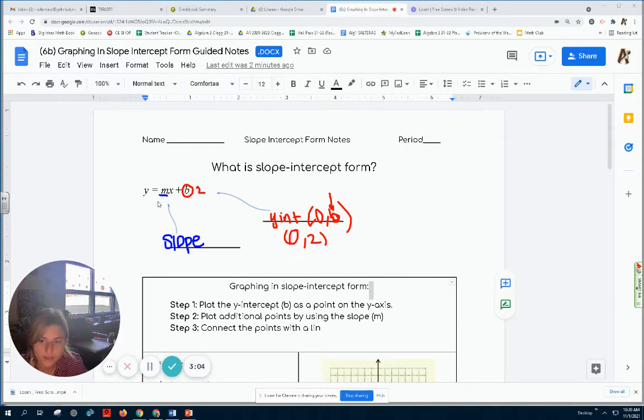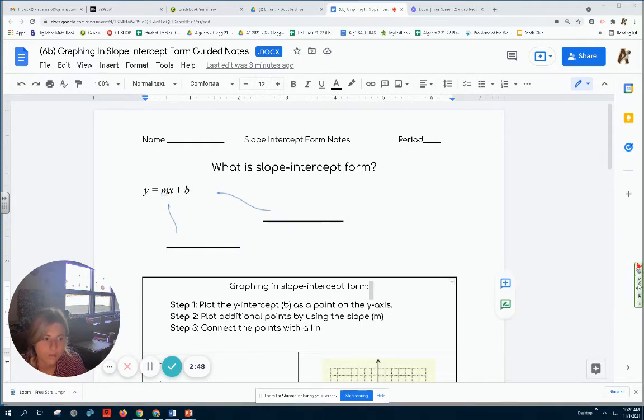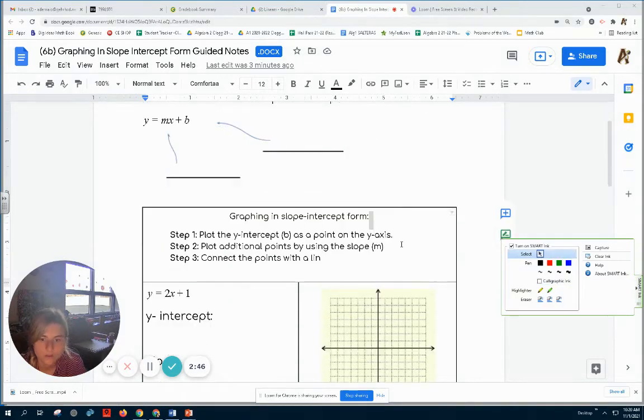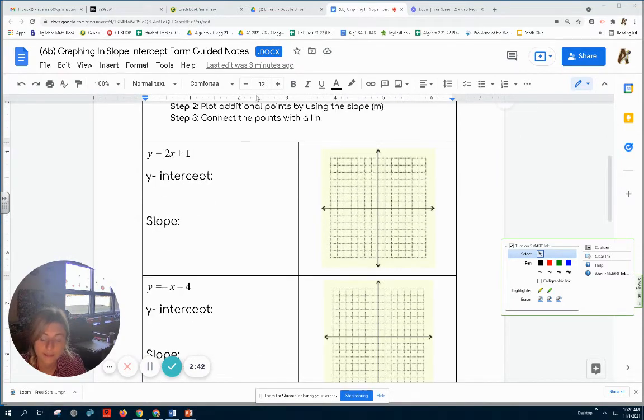If your slope was 4x, your slope would be 4 over 1. And remember, it's rise over run. All right. So moving down to these examples on our notes, I'm going to do 2 graphing examples with you, and then you're going to do the other 2.